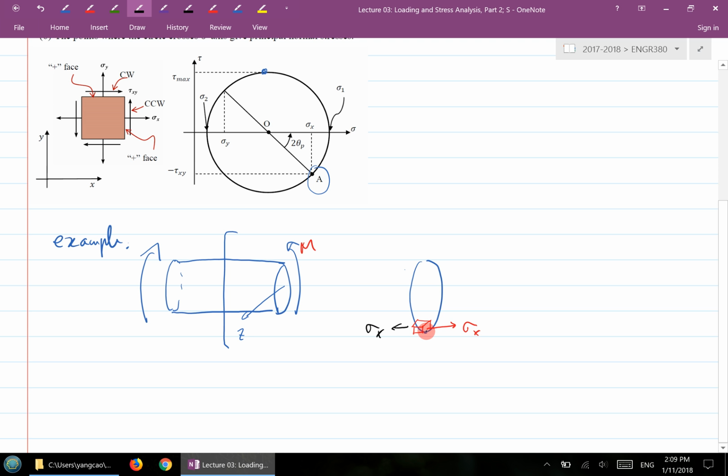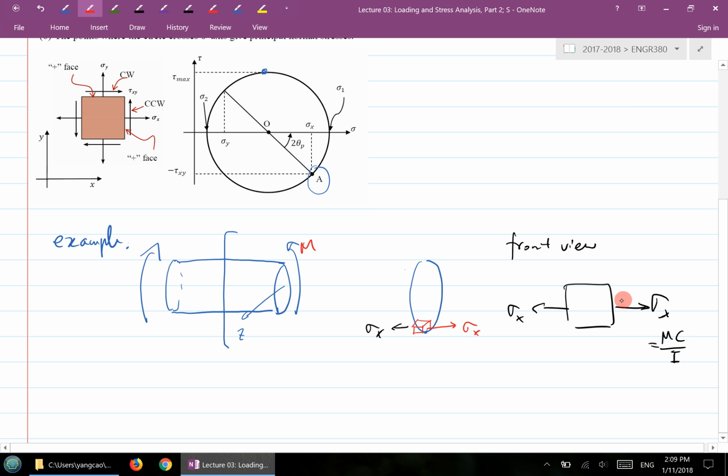Okay, and this is what we call a planar state of stress. Why? Because if I look at it from the front, all we see is sigma x here and sigma x here. So that's the front view. This is called the planar state of stress, or plane state of stress. And the value of sigma x, of course, equals Mc over I. That's the state of stress here.